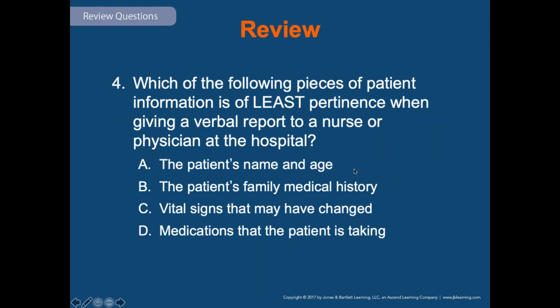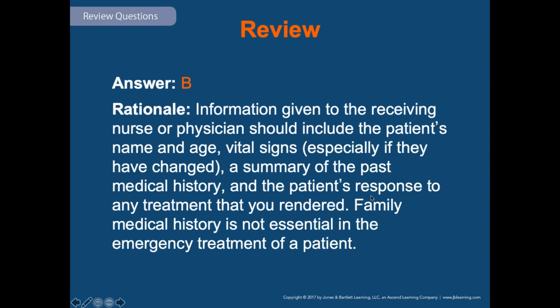Which of the following pieces of patient information is of least pertinence when giving a verbal report to a nurse or physician at the hospital? B. B it is. However, family medical history is important, but not as important as the others. Kind of include to that. Patient has severe chest pain, possible heart attack at 40 years old, and their father and brother also passed away at 40 years old with heart attacks. That's good family information to know about.